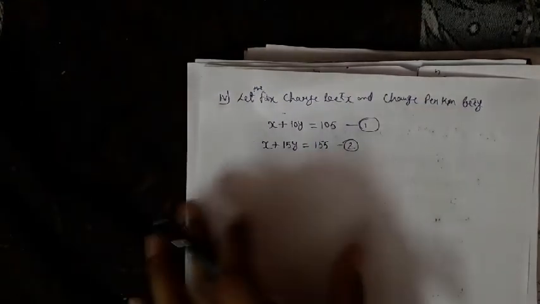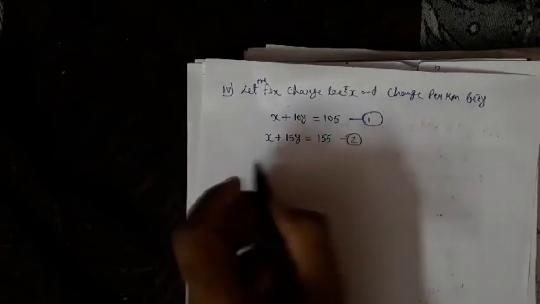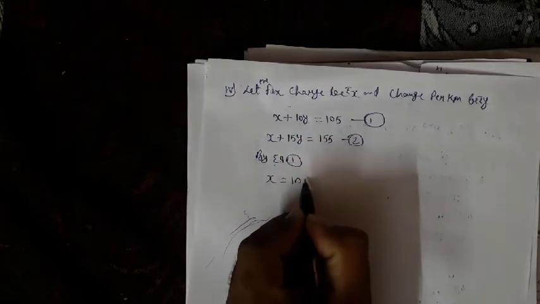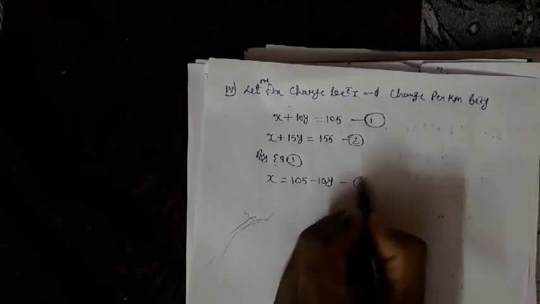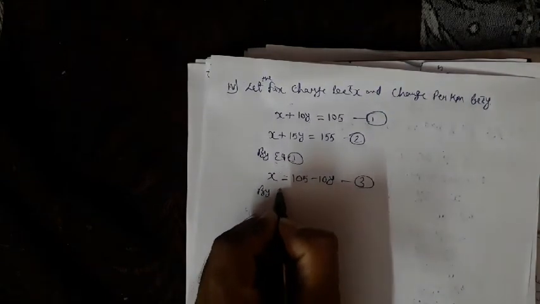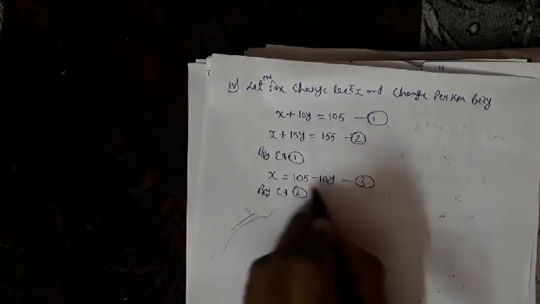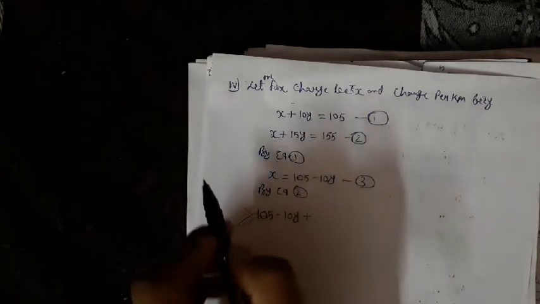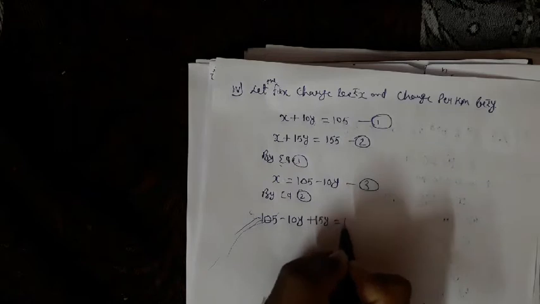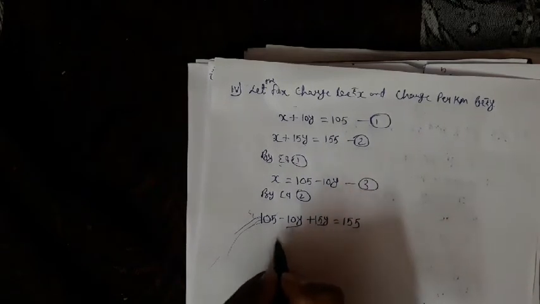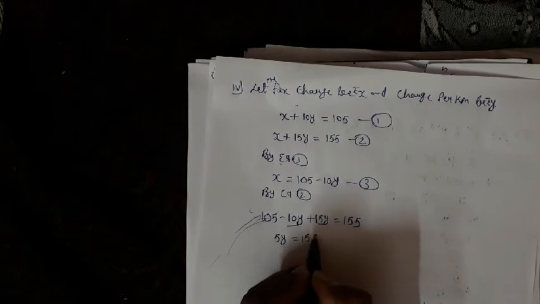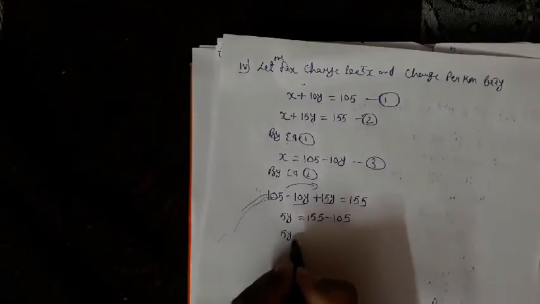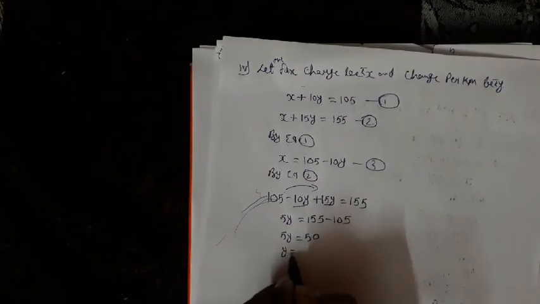Now we'll solve these equations. I'm taking the first equation. The value of x would be 105 minus 10y. This is equation third. This value I'm putting in equation second. In equation second, instead of x I'll take 105 minus 10y. Then I have 15y plus 105 minus 10y equals 155. 15y minus 10y, what do I get? 5y equals 155. Now I'll shift 105, so it changes into negative. 5y equals, I get 50. So finally y equals what do I get?